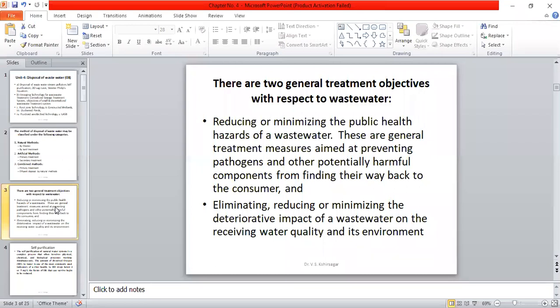So to avoid such impacts, you are supposed to treat the sewage and then dispose it either by dilution method or on the land. Okay, we'll go to the next point.